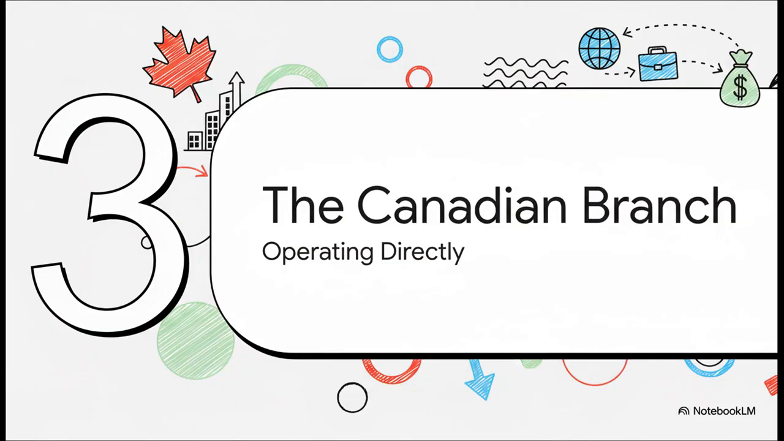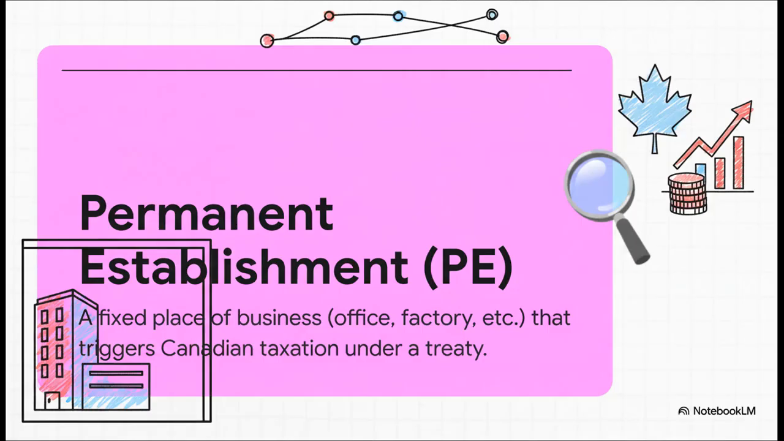All right, let's move to our second major option. Instead of creating a whole new company, a foreign corporation can choose to operate directly in Canada through what we call a branch. Don't think of a branch as a separate entity. Think of it as just an extension of the foreign parent company itself, just operating on Canadian soil. So, when does a branch actually become subject to tax in Canada?